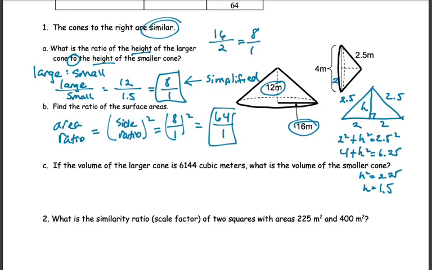Okay, on part C, it says if the volume of the larger cone is 6,144 cubic meters, what is the volume of the smaller cone? So to find the volume, you have to have a volume ratio. I'm going to write that. To find the volume, you need to use a volume ratio.